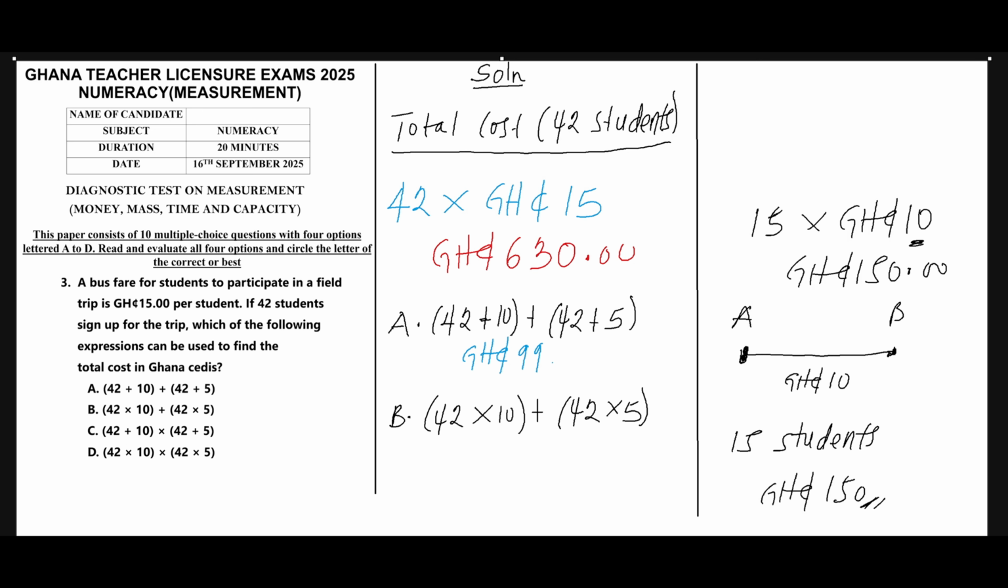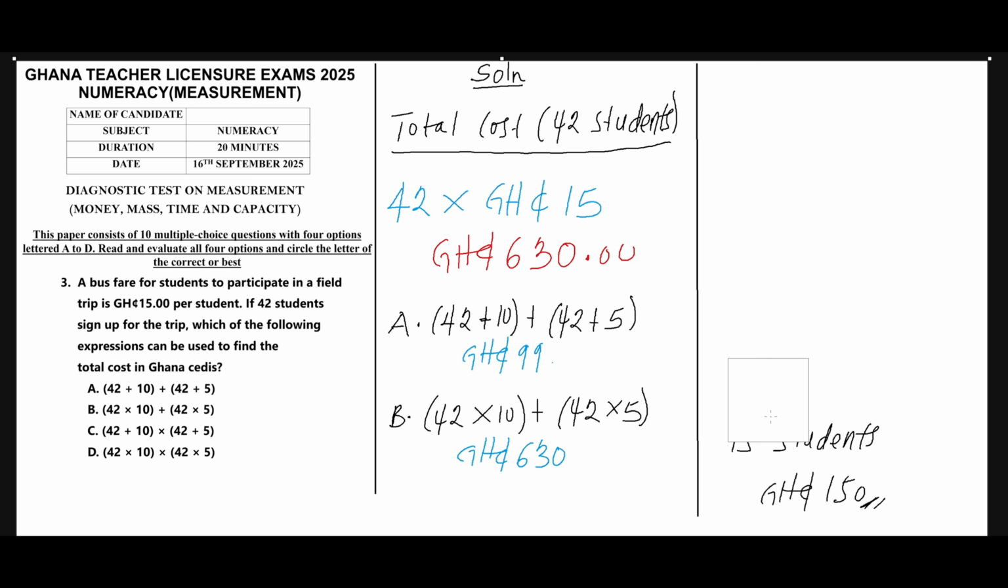630 Ghana cedis. We have B giving us 630 cedis. Now, to remove every doubt, let's also continue working on options C and D.